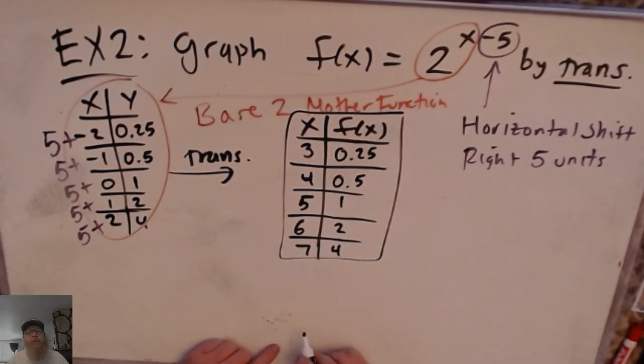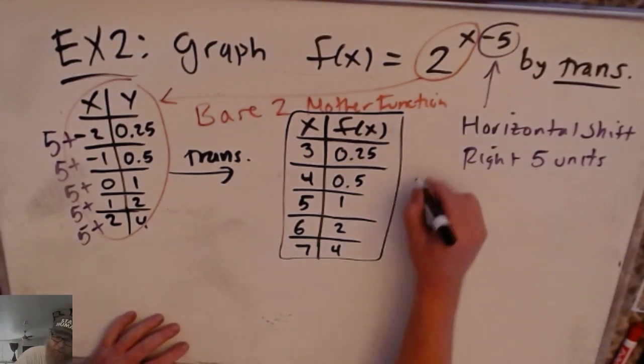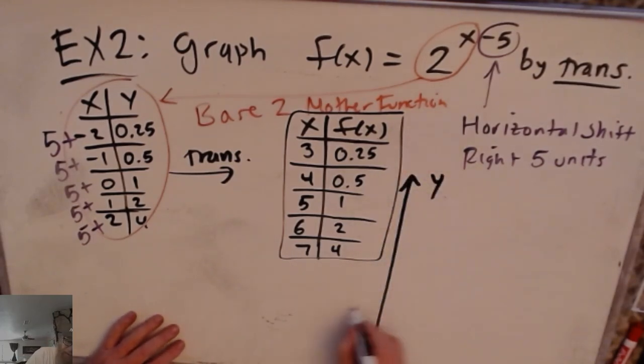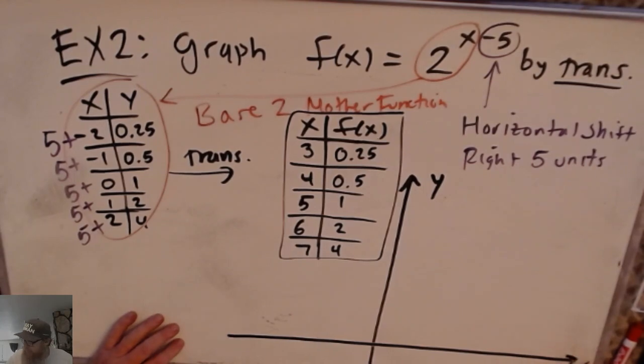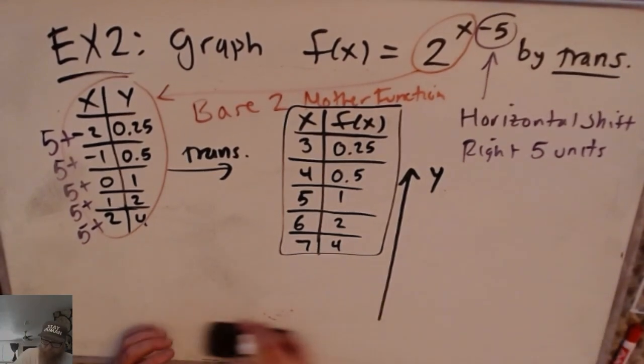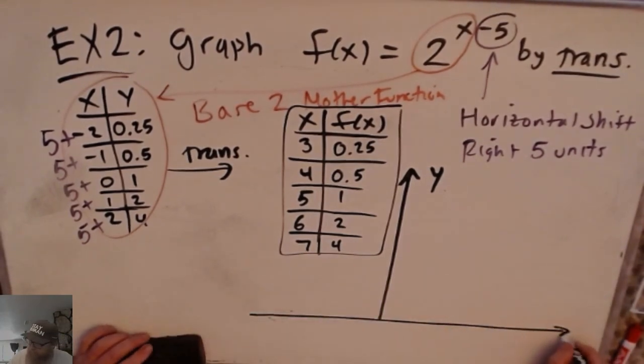And so now watch what happens when I draw my graph. There's my y-axis. There's my x-axis. Let's see, can you see that? Maybe I'll move my x-axis up a little bit.